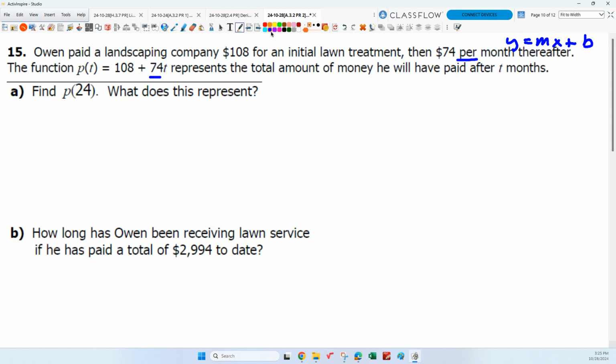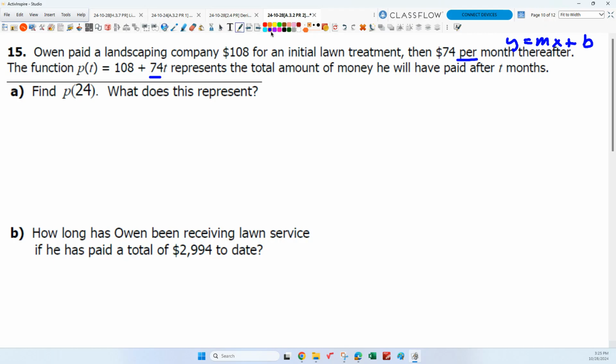So then what does P of 24 represent, everybody? Is 24 an input or an output? It's an input because it's going into the function, isn't it, right? So it must be a value of t. So what is the 24? 24 months. And what does P of 24 represent?